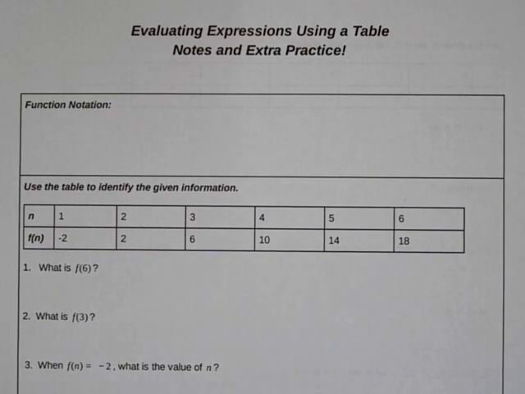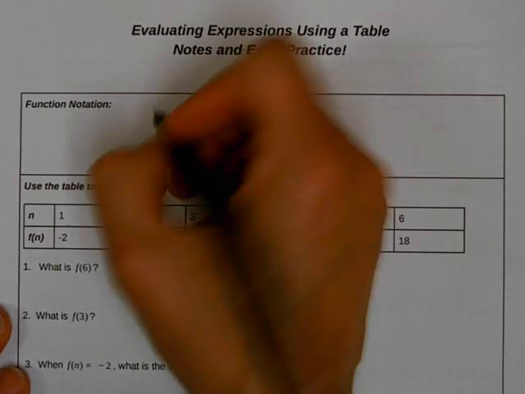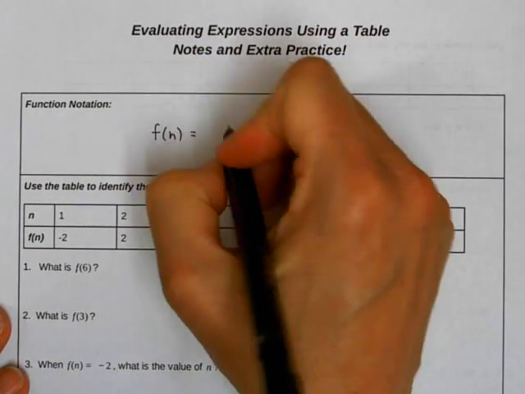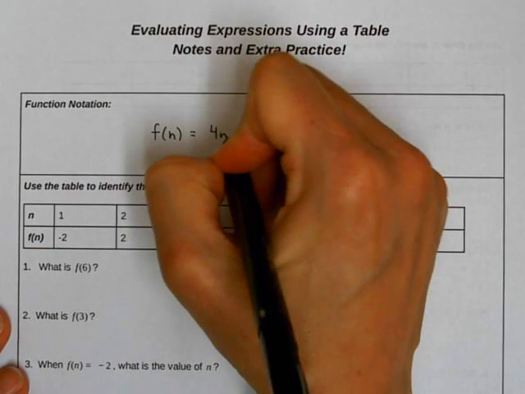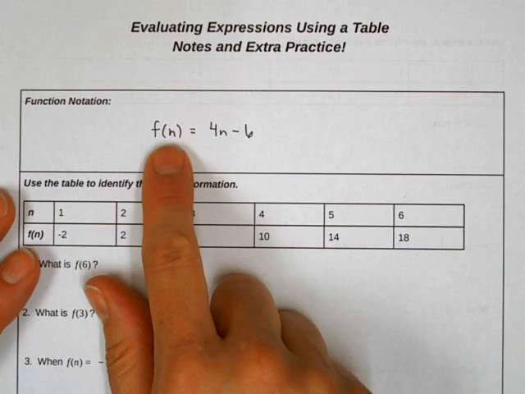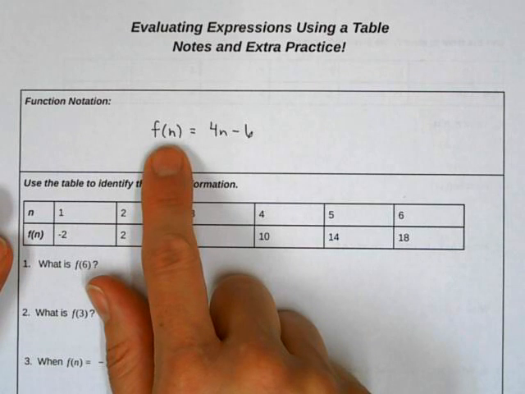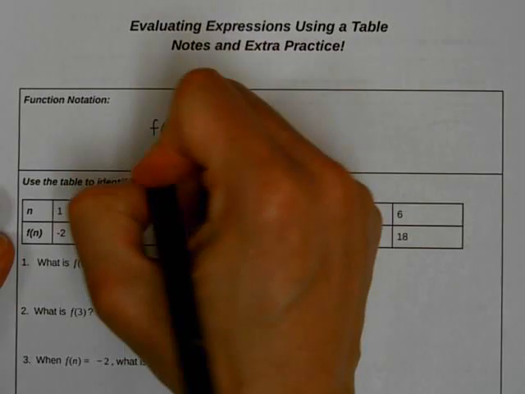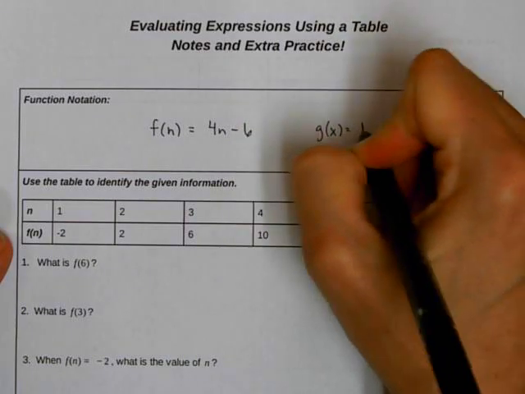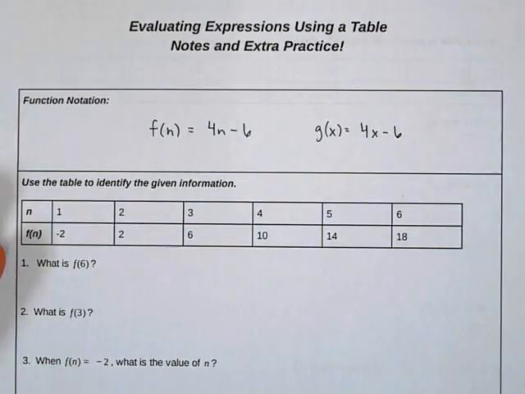So the first thing I want to review quickly is this idea of function notation. So remember, function notation would look like this. For example, I'm going to write an equation that says f of n equals 4n minus 6. Now, I could have used any variables I want, but in general, the notation looks like this. I could have called it g of x equals 4x minus 6. So the variable doesn't matter, but the notation looks like this.